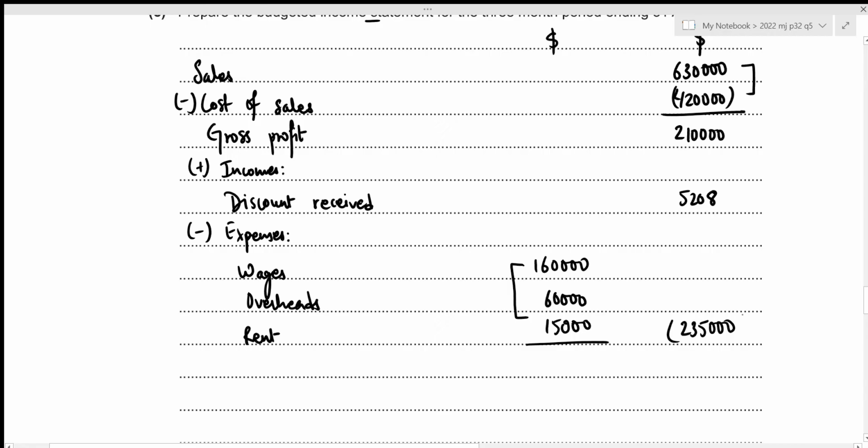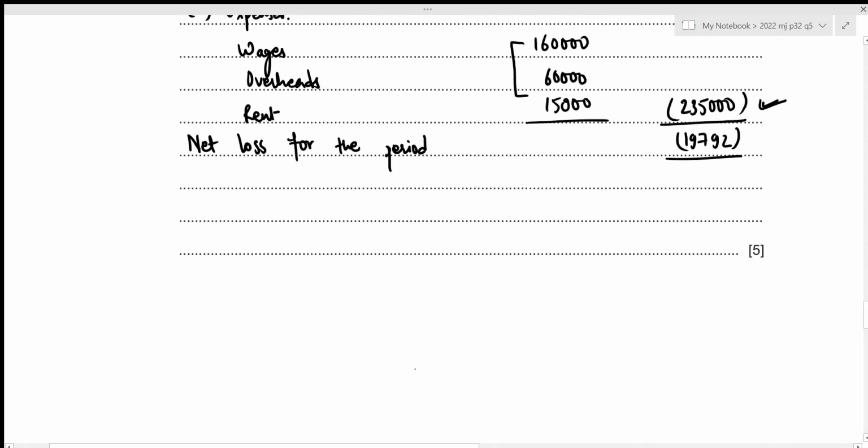And we need to subtract this amount. So let's figure out whether there was a profit or loss by adding income to our gross profit and subtracting the expenses. So in this case, that's going to be 210,000 plus 5,208 minus 235,000, which results in the negative balance of 19,792. Since this is a negative balance, this will be our net loss for the period. This concludes the third part. We can now move towards the fourth one.